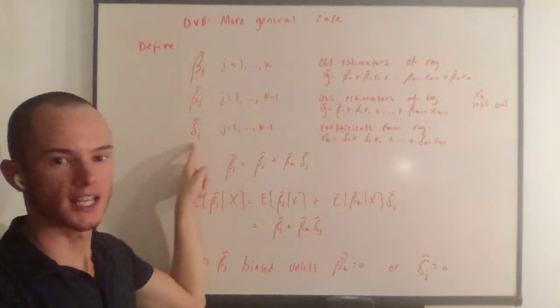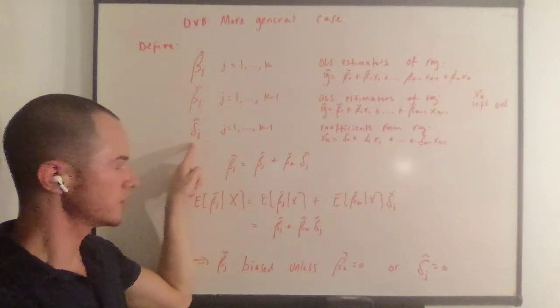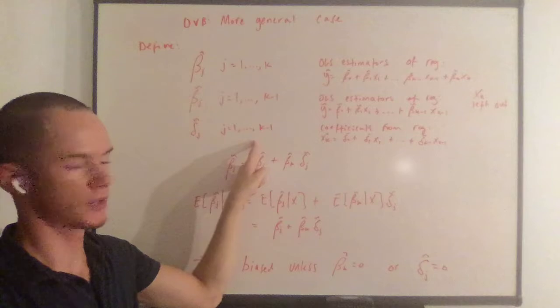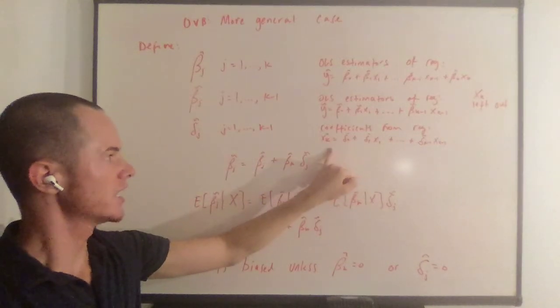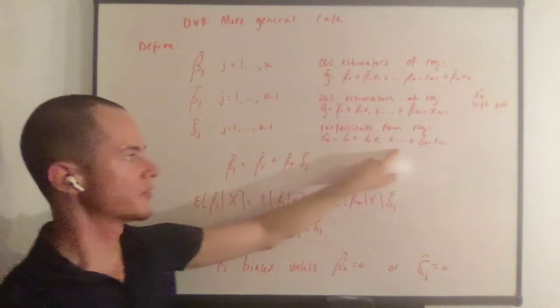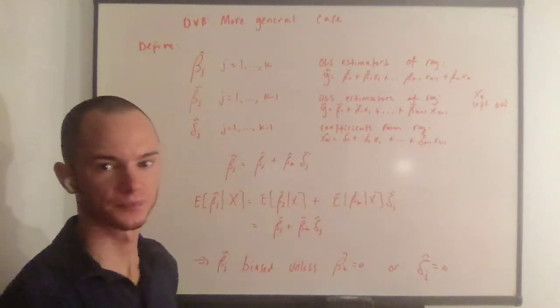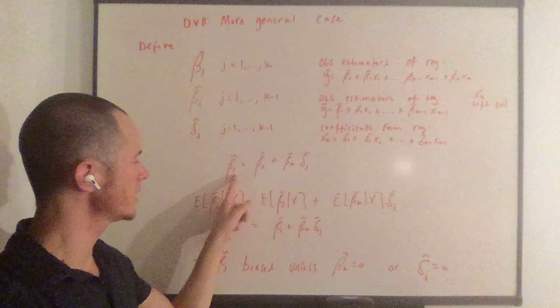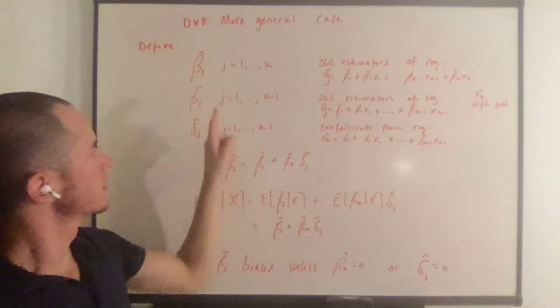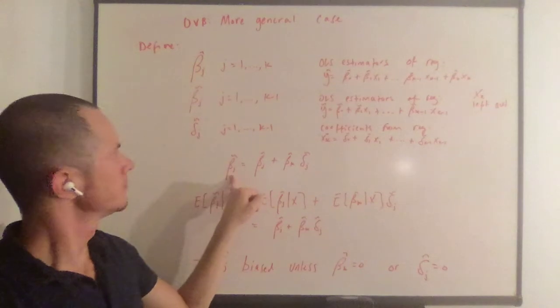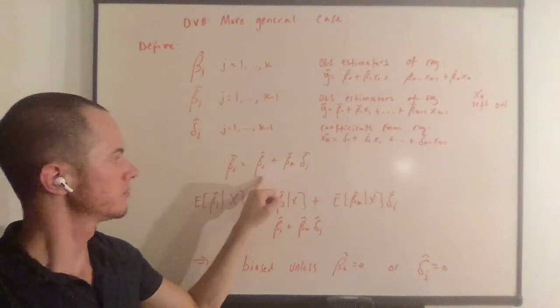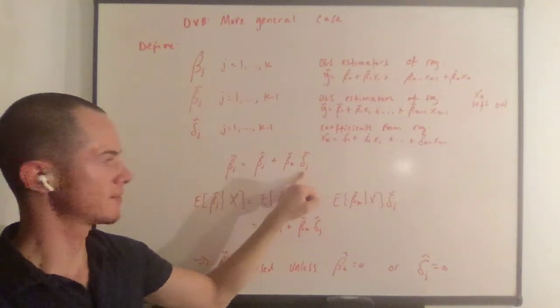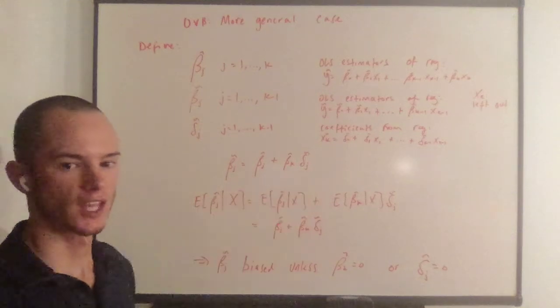Next, define delta tilde for j equals 1 through k minus 1 as the coefficients from a regression of xk on x1 through xk minus 1. Then we can write beta j tilde from this regression is equal to beta j hat plus beta k hat times delta j tilde.